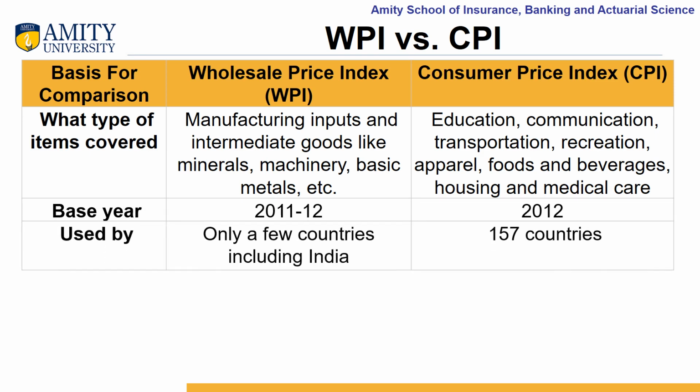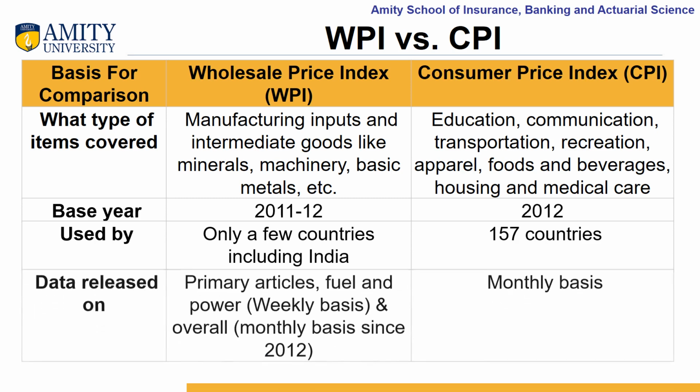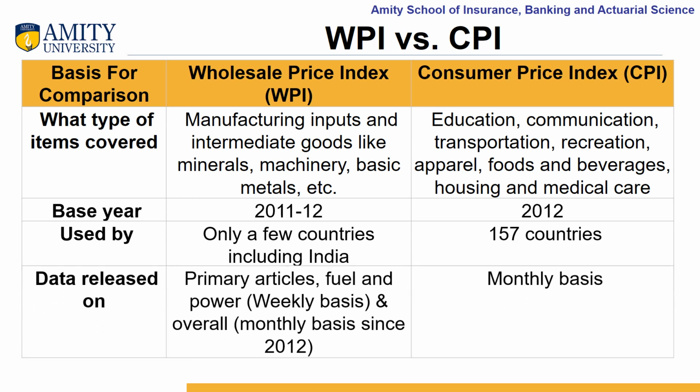WPI is used by only a few countries including India, whereas the method of CPI is used by more than 150 countries. In the Wholesale Price Index, data for primary articles, fuel and power is released on a weekly basis, whereas for overall items it is released on a monthly basis since 2012. In the Consumer Price Index, data is released on a monthly basis.